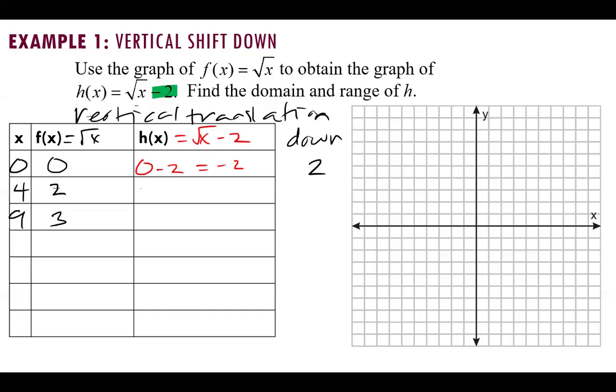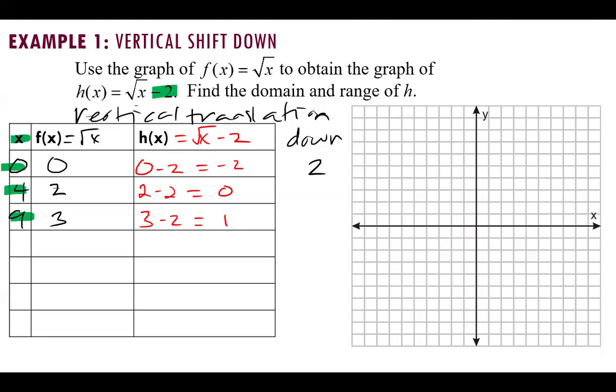Okay. I'm currently at 2. 2 minus 2 is now going to put me at 0. I'm currently at 3. 3 minus 2 is now going to put me at 1. Okay. A vertical translation has no impact on your x's. Your x values are going to apply to each one of these.